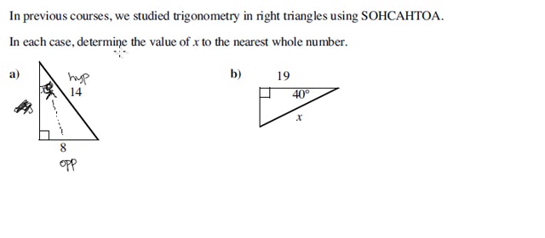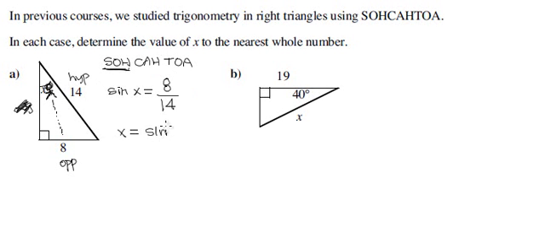Which trig function ties together opposite and hypotenuse? Here's Sohcahtoa, in case it isn't burned into your brain yet. O and H, it looks like sine is our friend for this. We can say sine x, or sine theta, whatever you like, equals opposite, that would be 8, over the hypotenuse, which is 14. So if we want to know what x is, we have to strip the sine off of here. Our angle is going to be the inverse sine, also known as arcsine, 8 over 14.